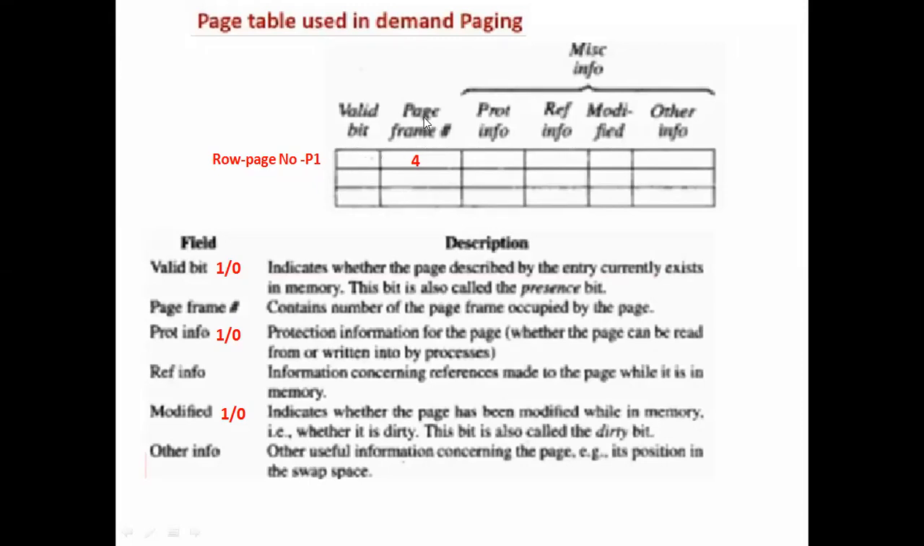The second field is the page frame. For this page number P1, in which frame is the page of process P stored? That is indicated by the second field, called the page frame. This page frame is the second field in the page table, which contains the number of the page frame occupied by the page. This means this particular page P1 of a process is stored in which frame in the main memory? Fourth frame.